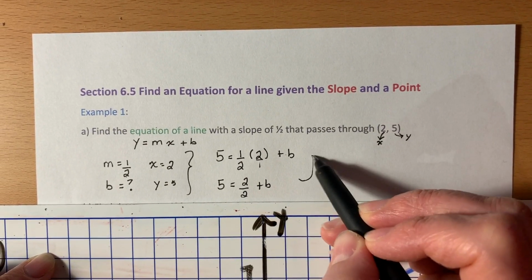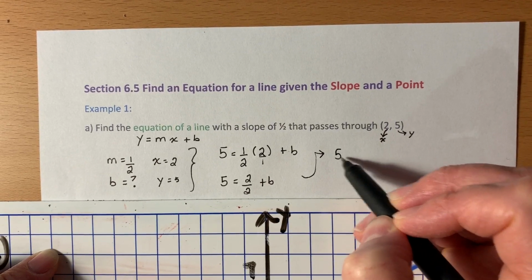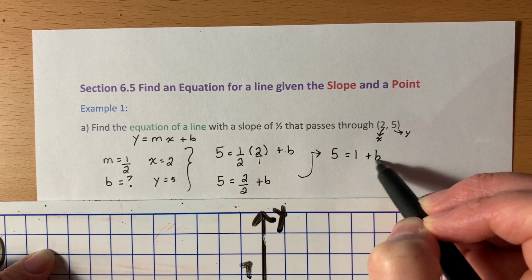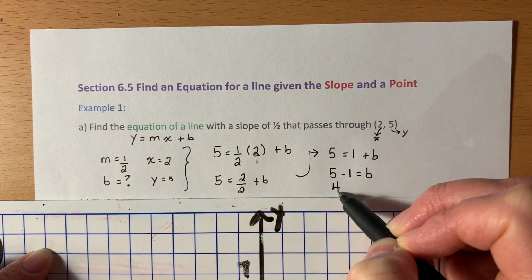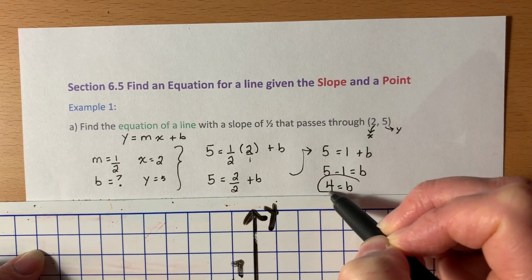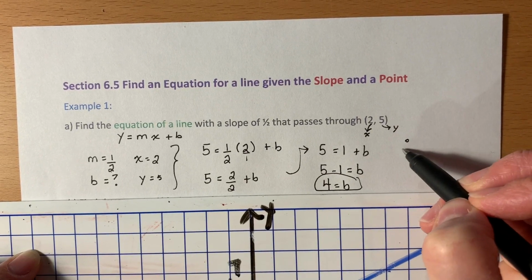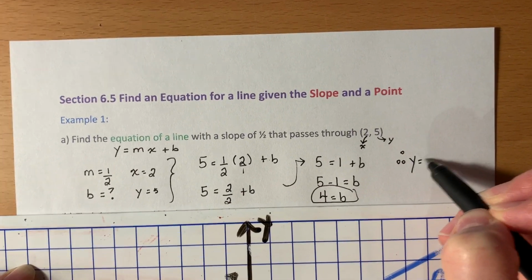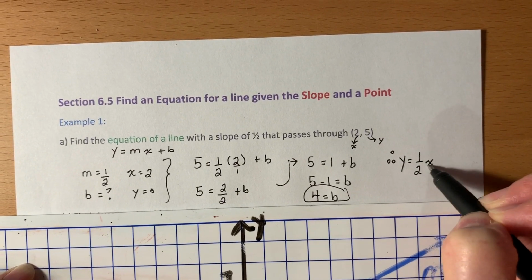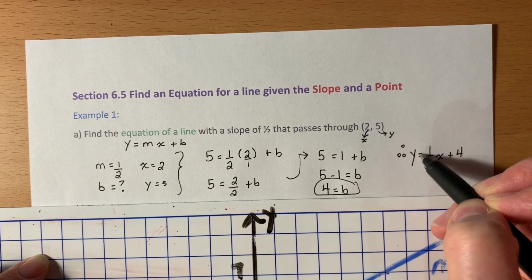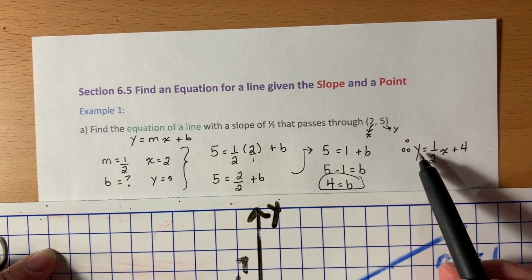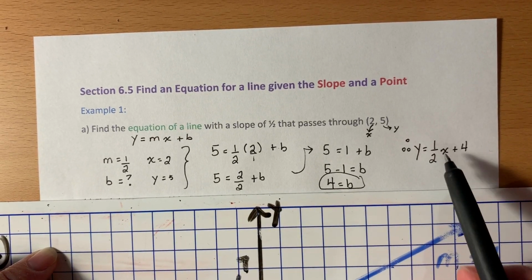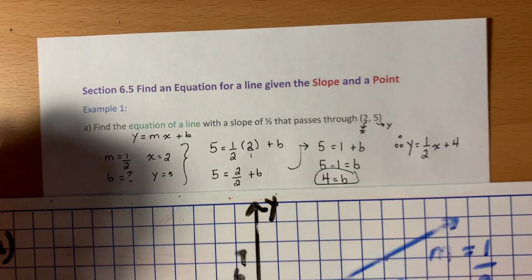Well, I know what 2 over 2 equals. 2 over 2 equals 1. I move that 1 over. I know my y-intercept is 4. Now I write my equation. Therefore, y equals 1 over 2 x plus 4. You put your m value in and you put your b value in. Every equation has a dependent and independent variable in it. Okay, let's look at another one.